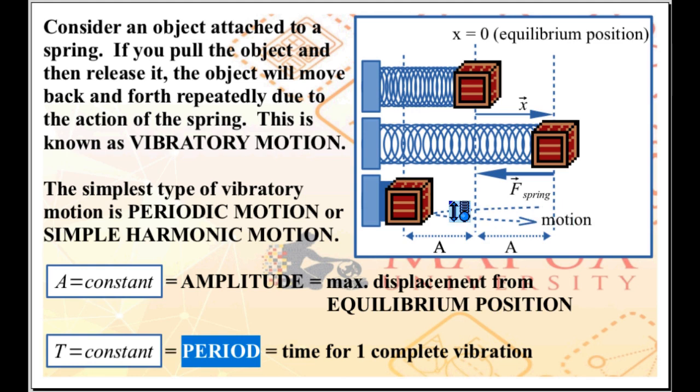And the time for one vibration is the period, and the period is constant for periodic motion. So say the period for a particular vibratory motion is 10 seconds. So 10 seconds, 10 seconds, 10 seconds. The period of the vibratory motion, the period of periodic motion or simple harmonic motion, is constant.